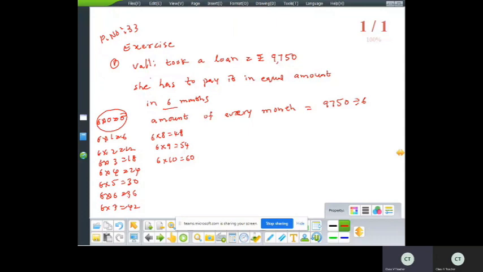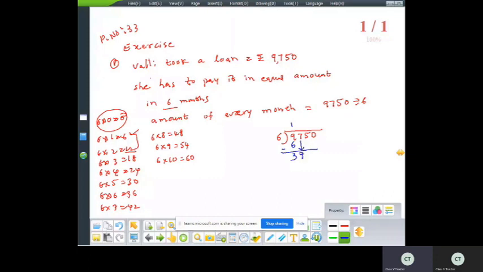Now division: the divisor is 6, the main amount is 9,750 rupees. See, what is the first digit? 9. There is no 9 in the table, but 9 lies between 6 and 12. The number 12 is more than 9. If you take 6, 6 ones are 6, which is less than 9. Now 9 minus 6 is 3. The next digit is 7, drop it down: 3, 7, nothing but 37.